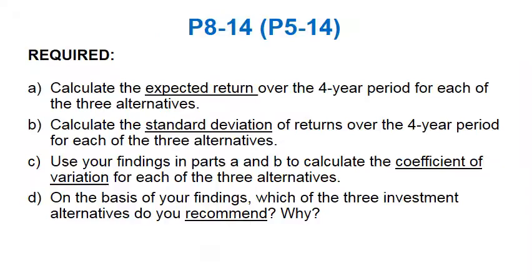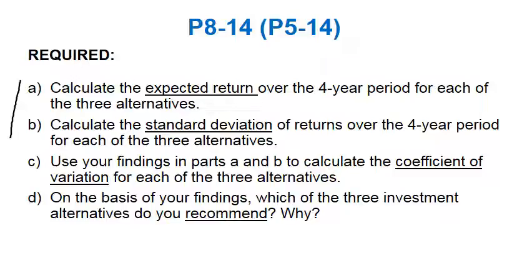Let's see what's next then. What does this question require us to do? Well, first of all, we need to calculate the expected return over the 4-year period for each of the three alternatives. Then in B, calculate the standard deviation of returns over the 4-year period for each of the three alternatives. Then in C, use your findings in parts A and B, the two parts above, to calculate the coefficient of variation for each of the three alternatives. On the basis of your findings, and that's the final part, which of the three investment alternatives do you recommend?